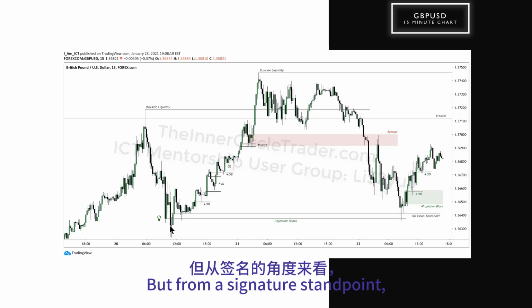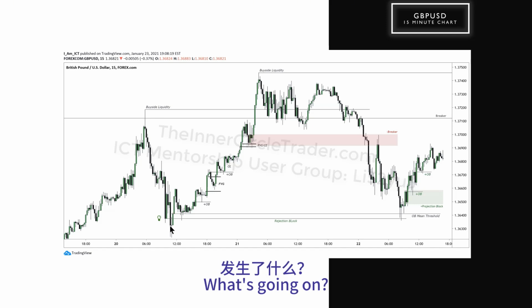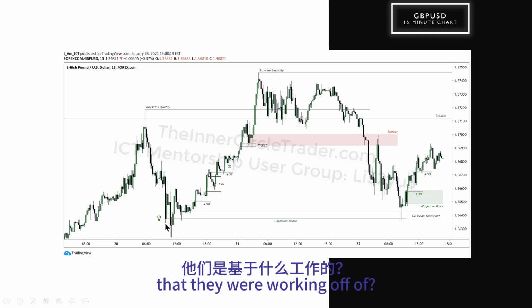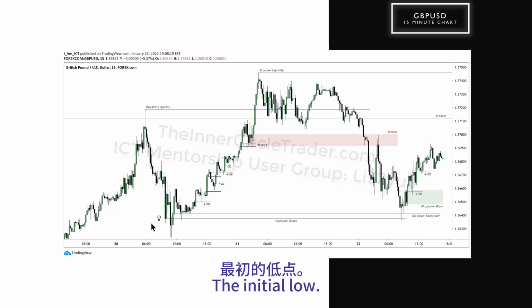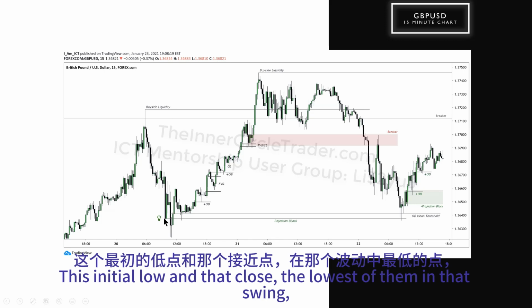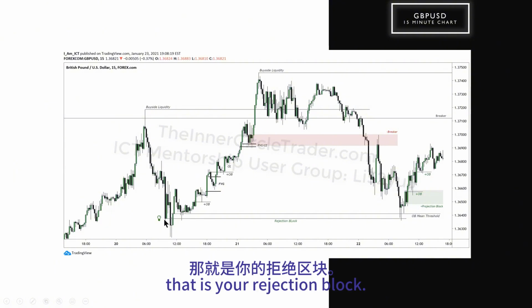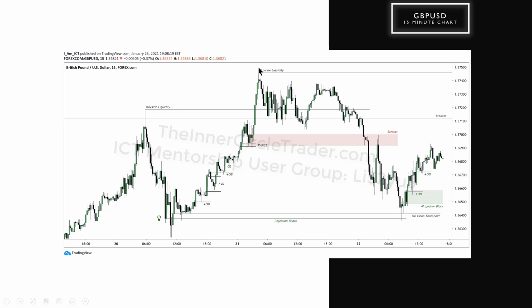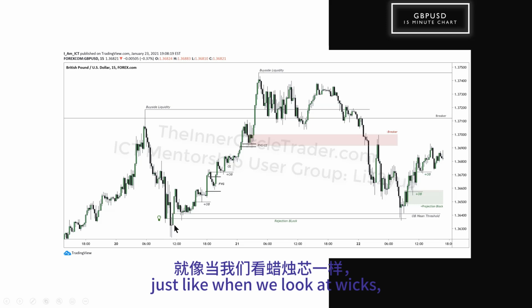But from a signature standpoint, you have to look at the logic. What's going on? You have a low, then it runs lower and then runs away. So what did it do? It ran the low out here. So what was the real low that they were working off of? The initial low. And this was manipulation, so you had to go back into the narrative and what is being suggested here. This initial low and that close, the lowest of them in that swing, that is your rejection block. This is a rejection block that can be sensitive, but whenever you have a low and a lower low and it runs away, that's the stop run.